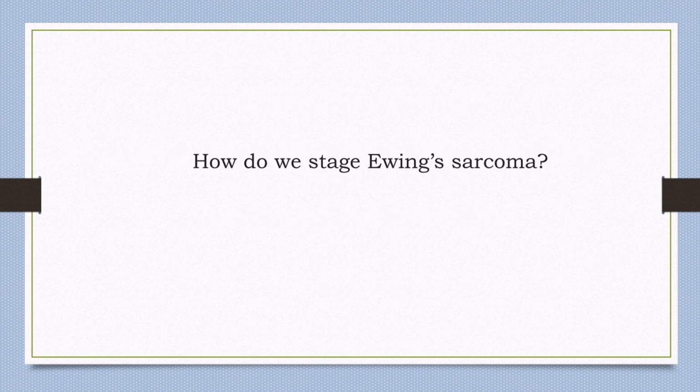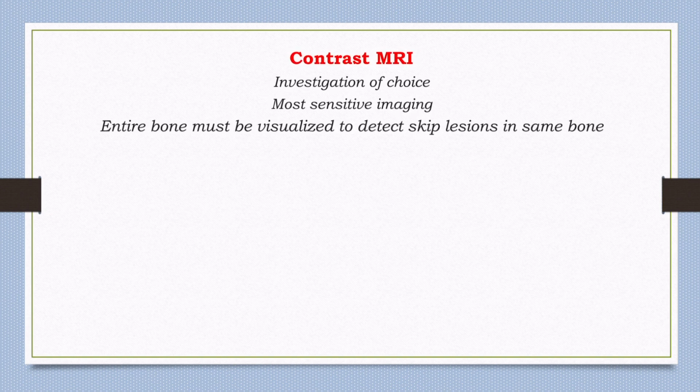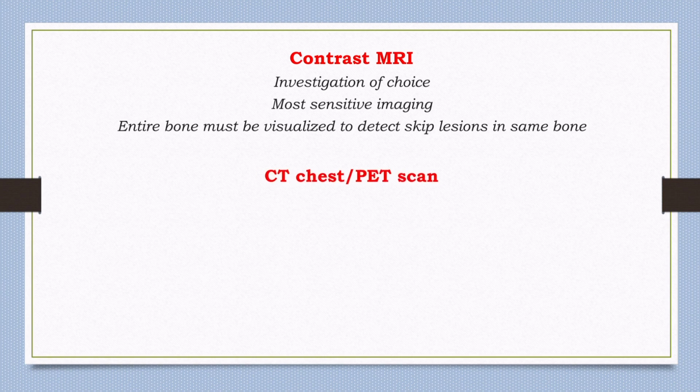How do we stage Ewing sarcoma? MRI is the most sensitive imaging technique for evaluating Ewing sarcoma, and can be especially helpful in cases where the radiographs are indeterminate. It is important to include the entire involved bone in the MRI study to evaluate for skip metastases, which are non-contiguous tumors present within the same bone, and may be present in 10 to 20% of patients. For pulmonary disease, a CT scan of the chest is done. To evaluate for osseous metastases, either a PET scan or bone scan is used.